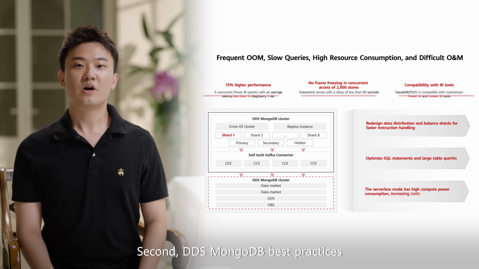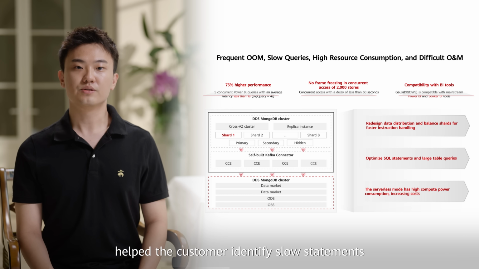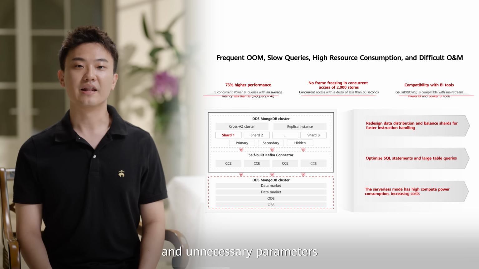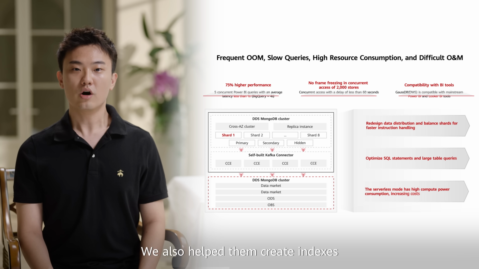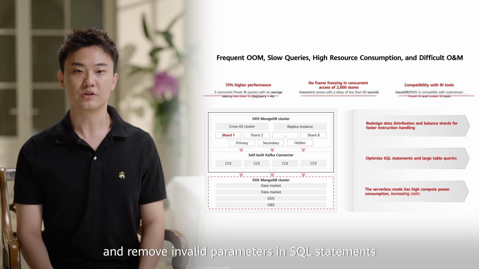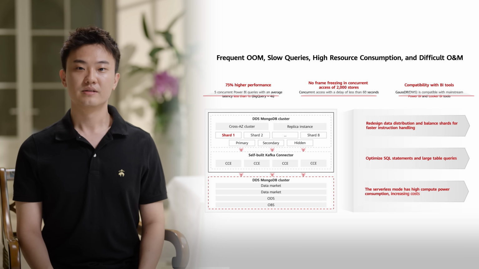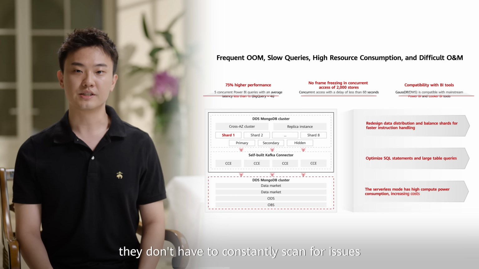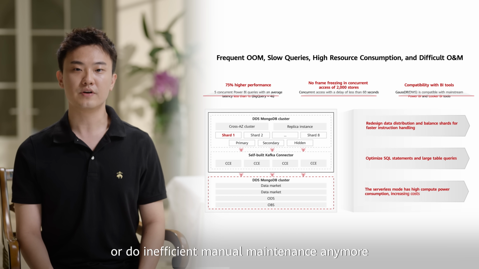Second, DDS MongoDB best practice helped the customer identify slow statements and unnecessary parameters. We also helped them create indexes before the primary-secondary switchover and remove invalid parameters in SQL statements. This way, you don't have to constantly scan for issues or do inefficient manual maintenance anymore.